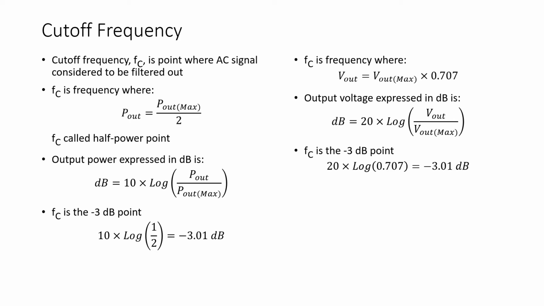Now, the equation that lets us express voltage ratios in decibels is that dB equals 20 times the log of V out over V out max. So if we take 20 times the log of 0.707, we get negative 3.01 decibels. So again, regardless of whether we discuss filter input and output in terms of power or voltage, the cutoff frequency is still the negative 3 dB point.